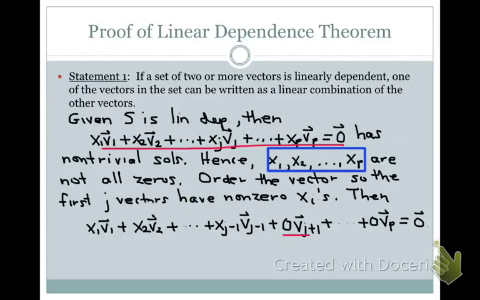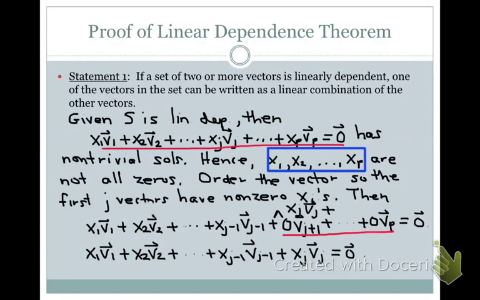Notice the ones after the jth one, and I'm actually missing the jth one, so please insert the following. You want to put in xj, vj. Right, so all of those after the jth one have zero coefficients. Since the vectors vj plus 1 to vp all have zero coefficients, then I can eliminate them from my linear system, and I end up with an equivalent system, but in this case, all of these x values are non-zeros.